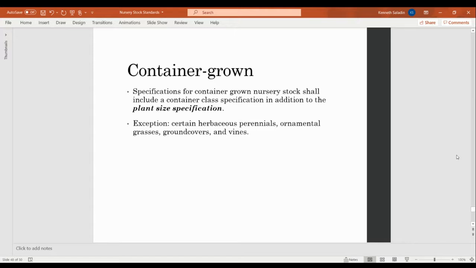One last thing I'll say about the standards is, they are recommendations. They are the recommended way that we grade nursery stock in the United States of America. And most nurseries faithfully attempt to use them to the best of their ability. But not everybody has to use them. So you have a choice as to whether you want to follow them or not. But because they're so commonplace across the country, most nurseries choose to use the standards.